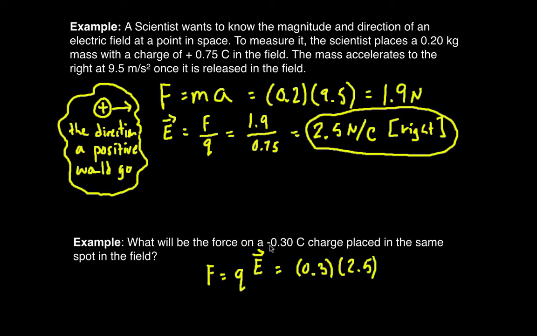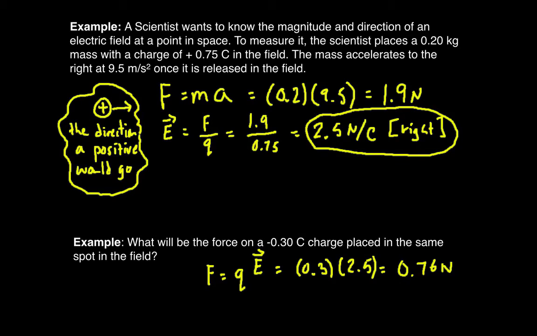Now I didn't put the negative in for the negative 0.3 because this formula only gives us the magnitude and not the direction. We're going to need to determine the direction on our own, so I left the negative out so it won't confuse us. This gives us 0.76 newtons, but we have to figure out the direction.